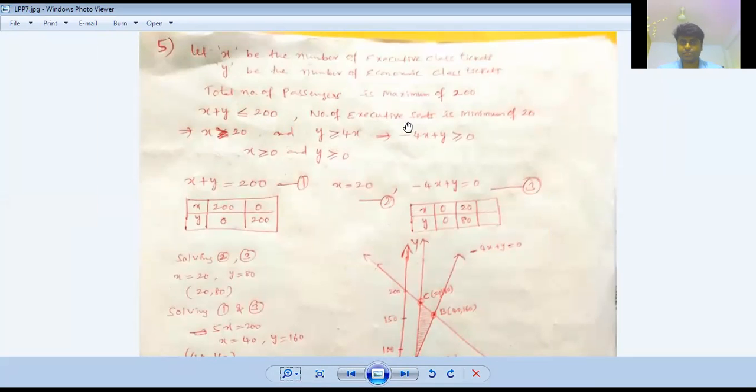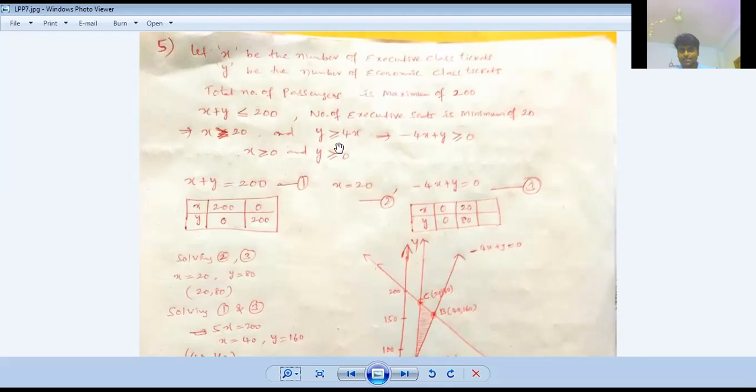Number of executive seats is minimum of 20. So X greater than or equal to 20. So minimum 20, right? And Y greater than or equal to 4x. This is very important. Okay. So the number of economy class tickets is at least 4 times the executive class tickets. That you would understand. Y greater than or equal to 4x.